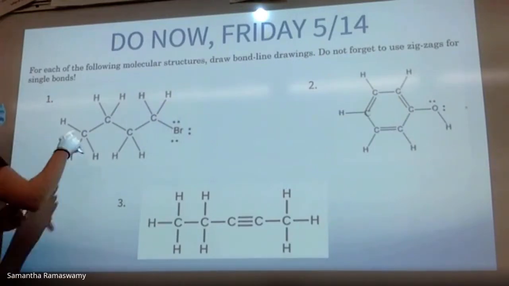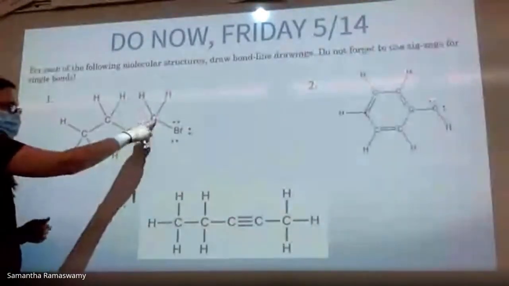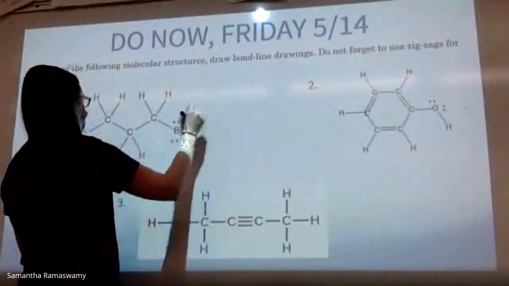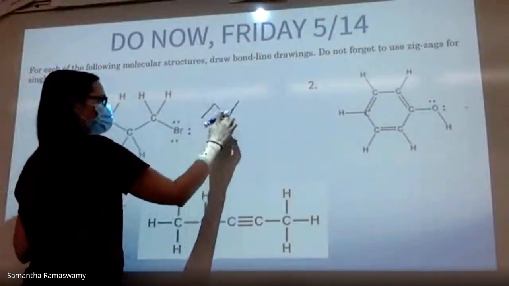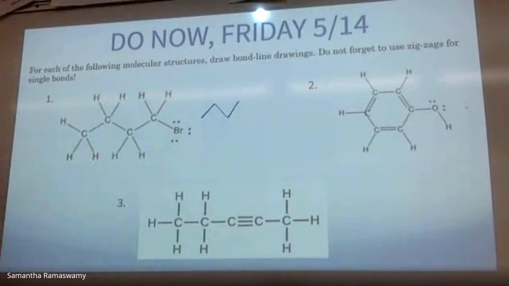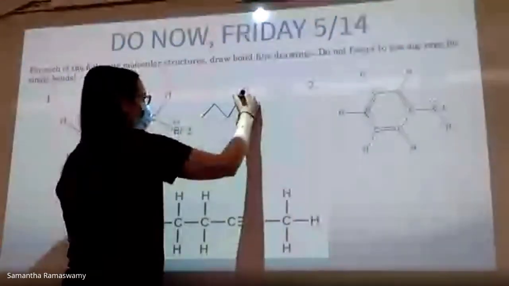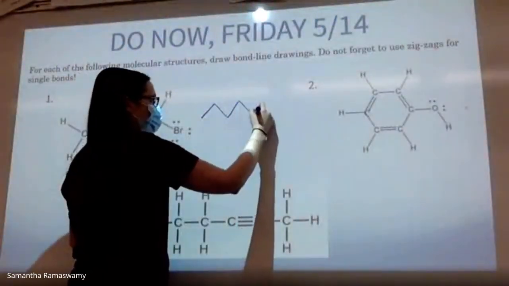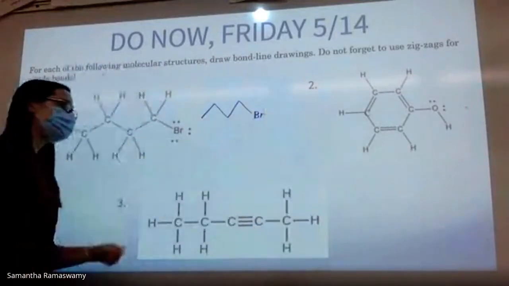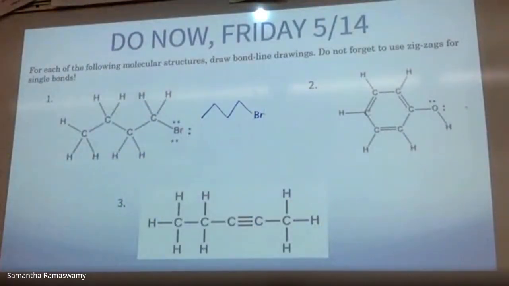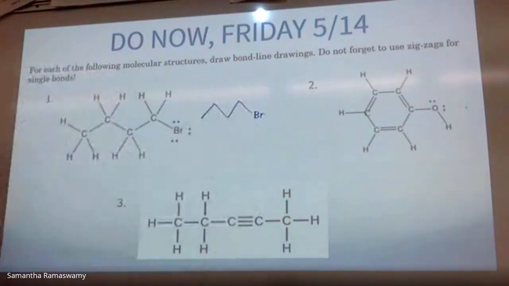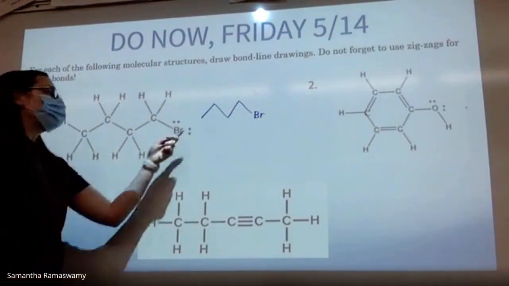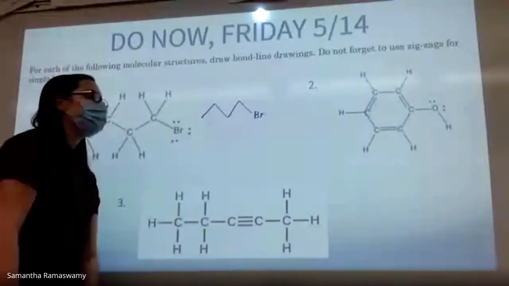So if we take a look at this, we have 1, 2, 3, 4 carbons. I'm going to just make it look like this because it's already zigzagged. 1, 2, 3, 4. And then the bromine is off of this last carbon. Whether you want to go up with the bromine, other people will go down with the bromine like this. As long as you have this bromine attached to this carbon by a single bond, the way that you draw it doesn't actually matter. But we don't show the C's and we don't show the H's that are attached to the C's.